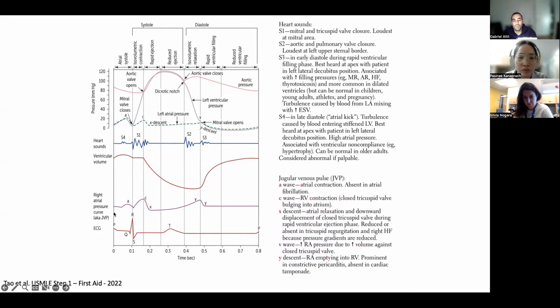But you can see that these pressure fluctuations are very minimal, though they might not be minimal if you have some kind of disease like tricuspid regurgitation, Ebstein anomaly, arrhythmias, or RV diastolic failure and things like that.